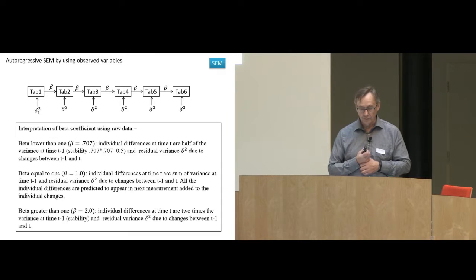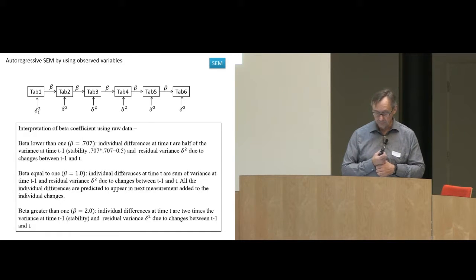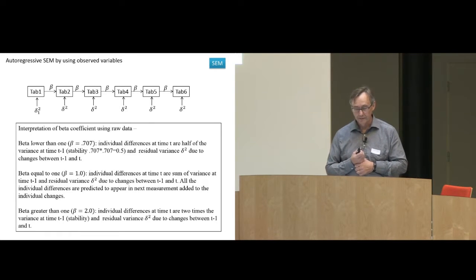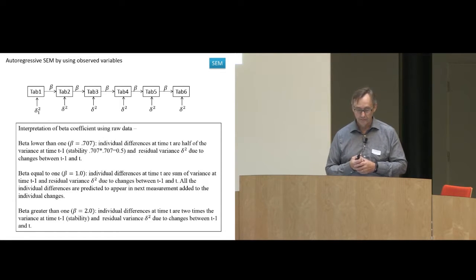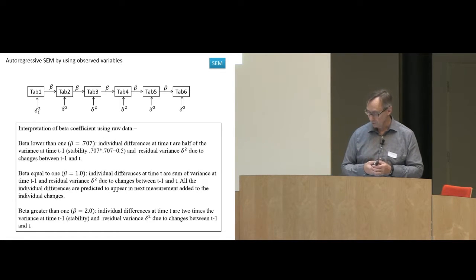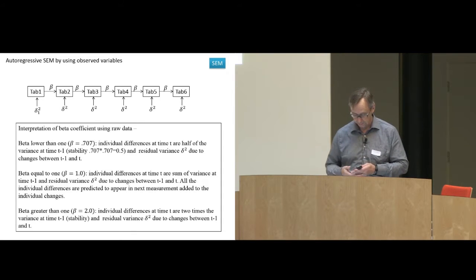But it could also be that beta is over 1, and then the process cannot be stable. Only in the case that beta is lower than 1 or equal to 1, we can talk about a stable process.